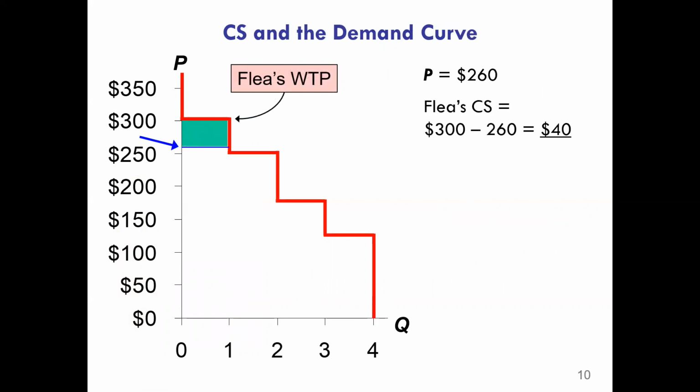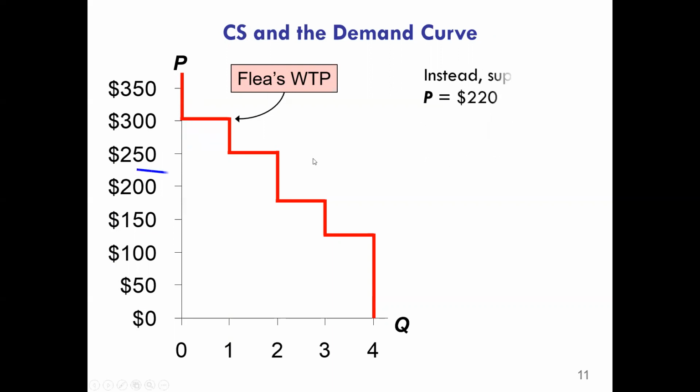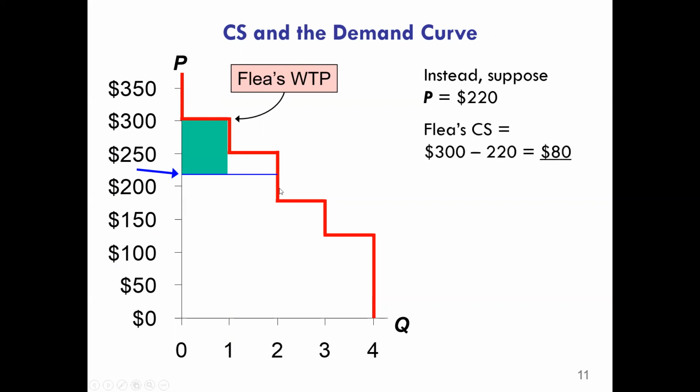We can see Flea's consumer surplus as a shaded area in the graph. Now, if price is now $220, then what is Flea's consumer surplus? We can see that Flea's consumer surplus increases to $80 because he can now buy the good at a much cheaper price. If he's willing to pay $300 and the price is $220, then his consumer surplus is $80.